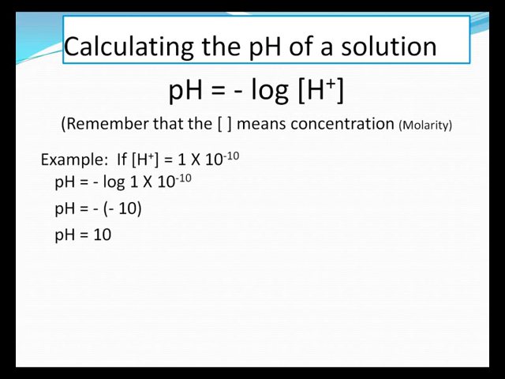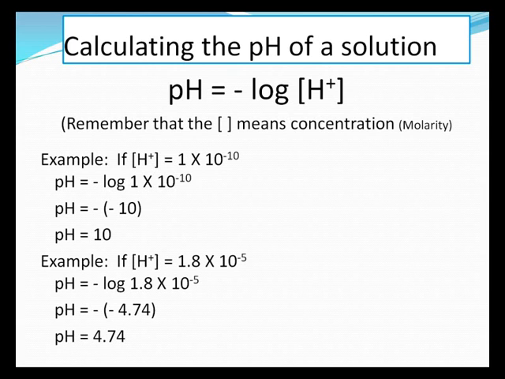An example, if H+ was 1 times 10 to the minus 10 molar, then the pH is the negative of the log of 1 times 10 to the minus 10. The log of 10 to the minus 10 is minus 10 times negative 1 gives me a pH of 10.